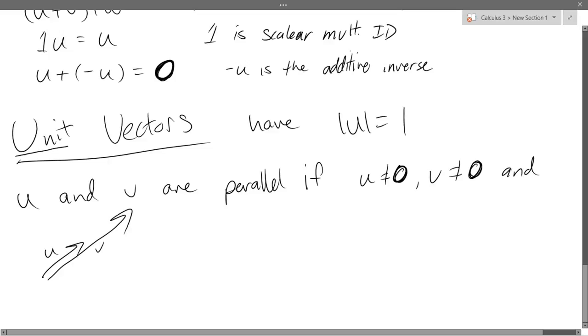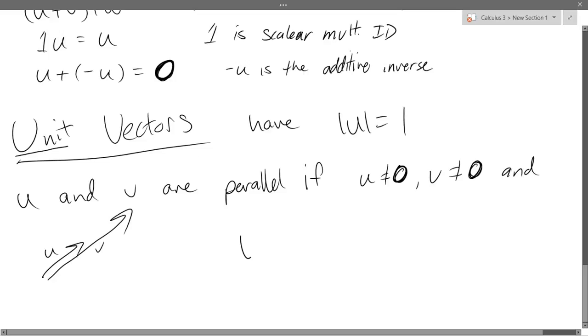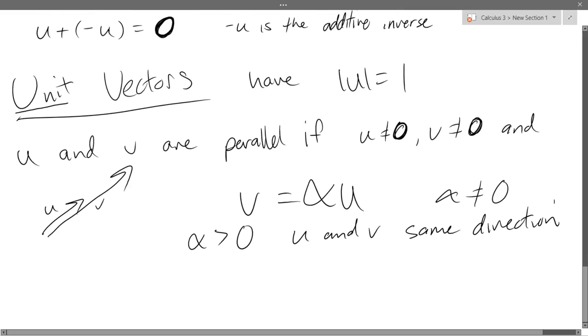What equation will hold if they're parallel? Looks like the picture I draw, let's say V is twice as long as U. It doesn't mean V equals U. So V equals a scalar times U. And you have to make sure alpha is not 0, or else you'd have a 0 vector on the one side. So alpha should not be 0. If alpha is greater than 0, you could say U and V are in the same direction. So in our example, 2 times U would equal V. So that says they're the same direction, and V is basically twice as long.